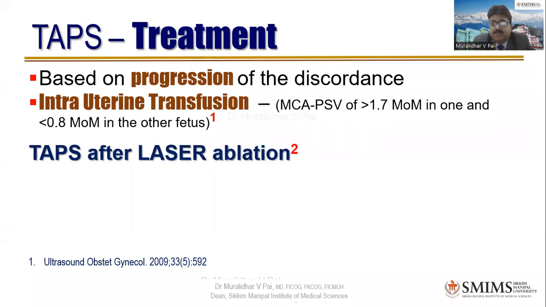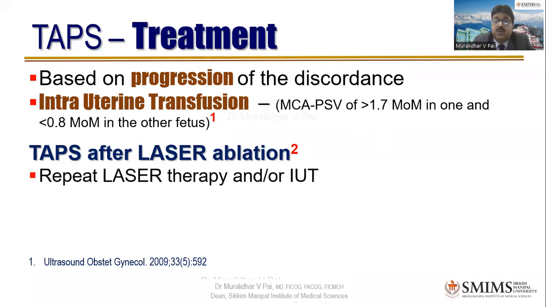TAPS after laser ablation. Suppose you find a post-laser TAPS where initially it was TTTS, then you gave laser therapy, and then it has come down to now TAPS, milder version of TTTS. You may, in such cases, repeat laser therapy. But if you think laser therapy is difficult now because the pregnancy has grown beyond 26 weeks, you can opt for intrauterine transfusion, which is like a direct treatment of the baby rather than prevention of the leak. Laser only prevents the leak either of the fluid or of the RBC, whereas intrauterine transfusion straight away treats the baby. Definitely that is better, isn't it?